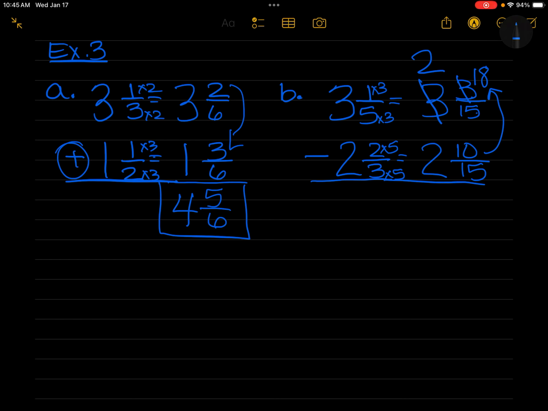Now I can subtract my numerators. 18 minus 10 is 8/15. 2 minus 2 is 0. We do not write a 0 there. We're just going to leave it 8/15. Can this be simplified anymore? No, it cannot. 8 and 15 cannot be divided by the same number, so we get 8/15. And that's it for this section.